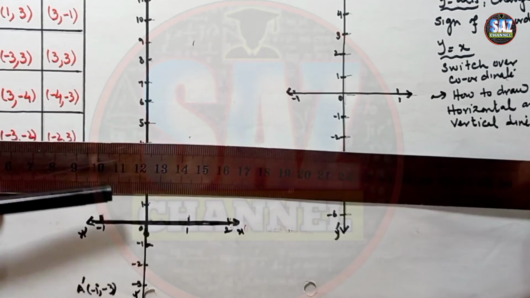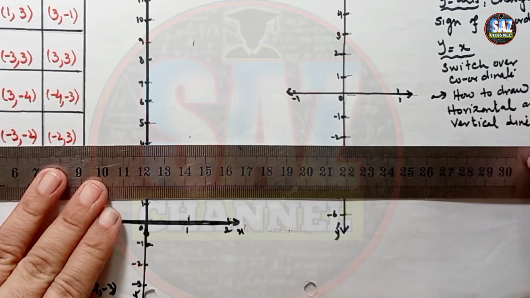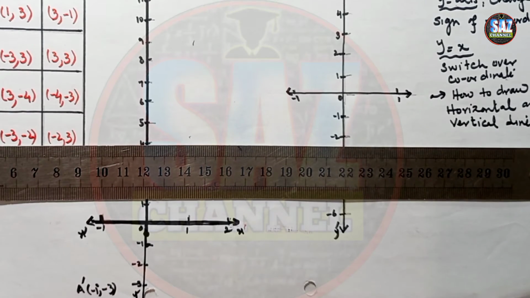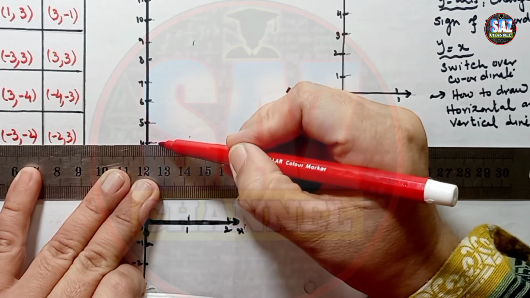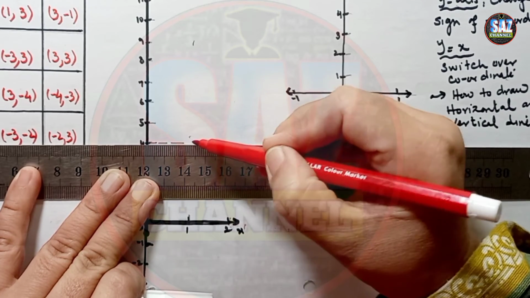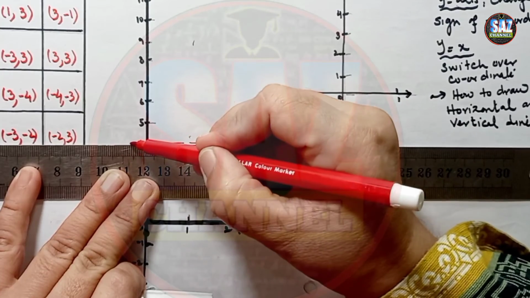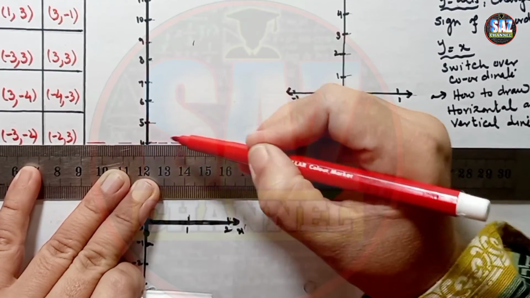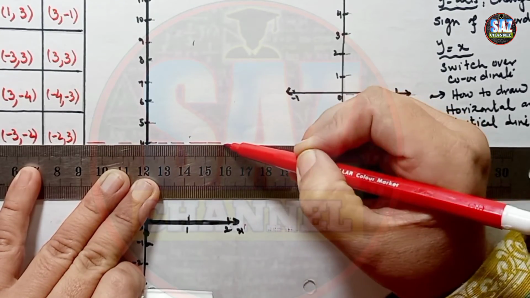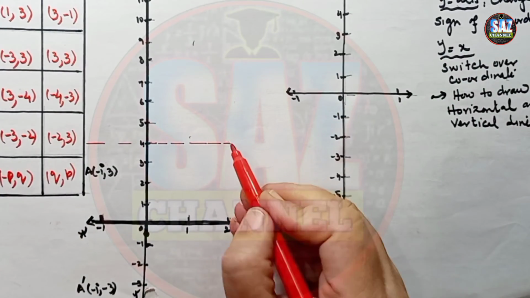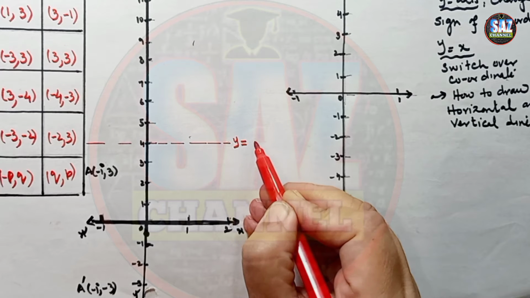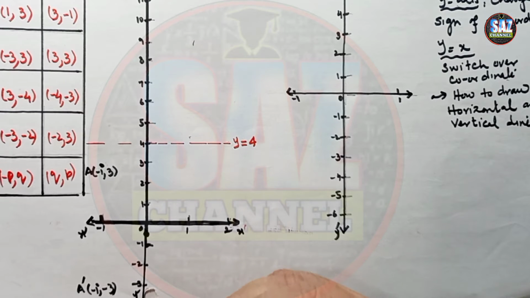Now I have to reflect this point in y equals 4. First of all, I have to draw the mirror at y equals 4. For the understanding of horizontal and vertical lines, you have to watch the previous lesson. That will give you a better understanding. If you are not clear, this is the mirror y equals 4.